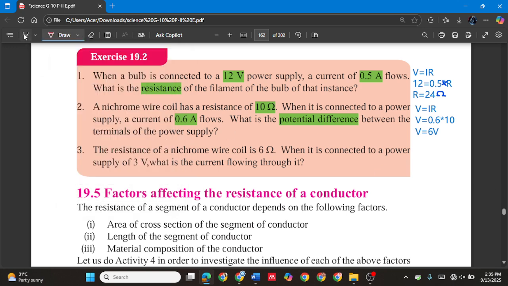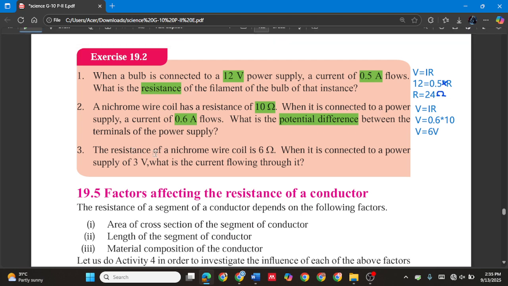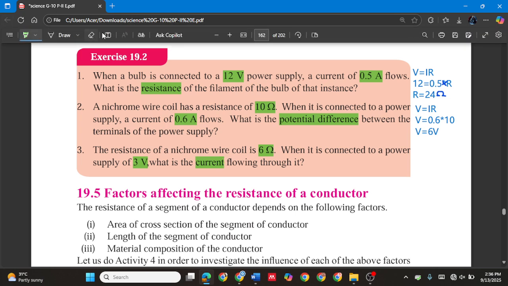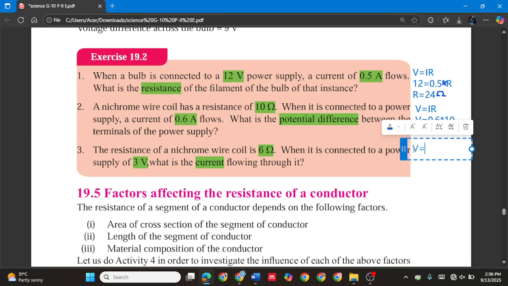In the next question, the resistance of a nichrome wire coil is 6 ohm when it is connected to a power supply of 3 volt. What is the current flowing through it? What you have to do first is write the equation V equals IR. Then in the next row it's 3 volt, no need to write volt, and I, you don't know, it's I, and multiplied by what?